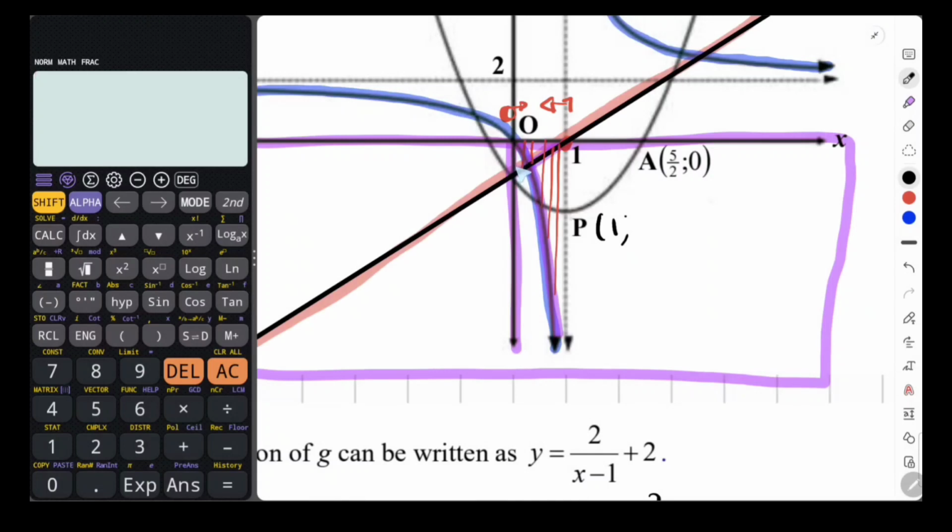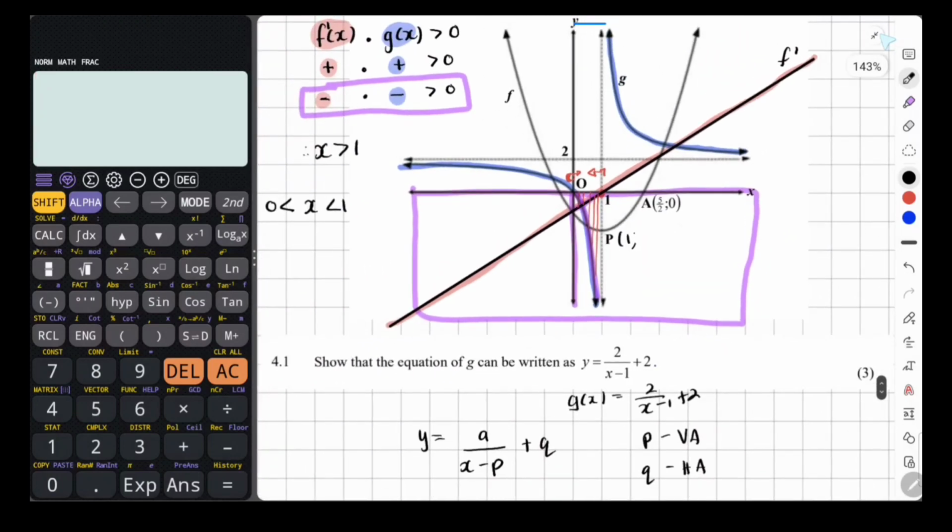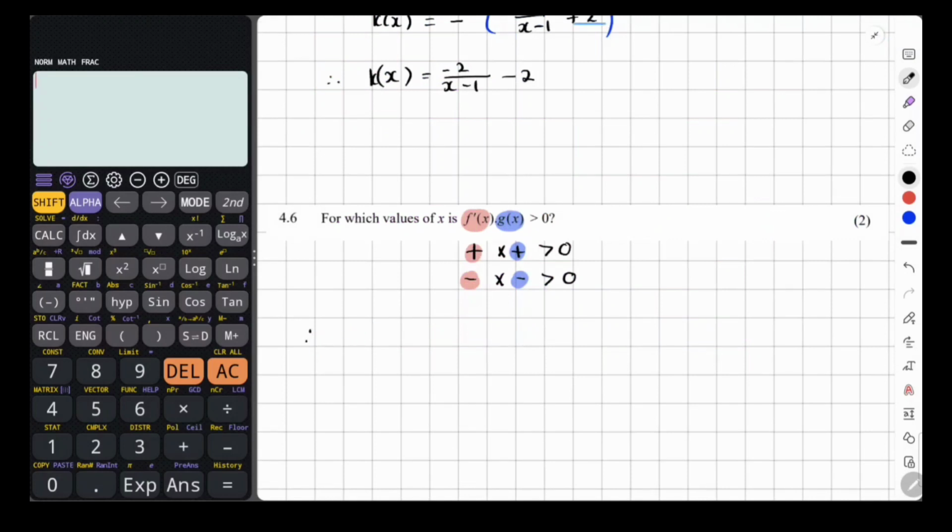So we have to say it starts where x is greater than 0, not equal to 0, but smaller than 1. Okay, so that is how to solve that one. So our answer is just basically x needs to be greater than 0 but less than 1.